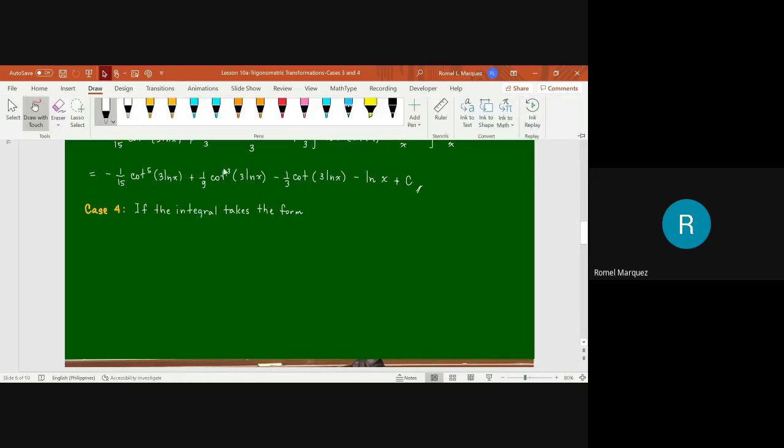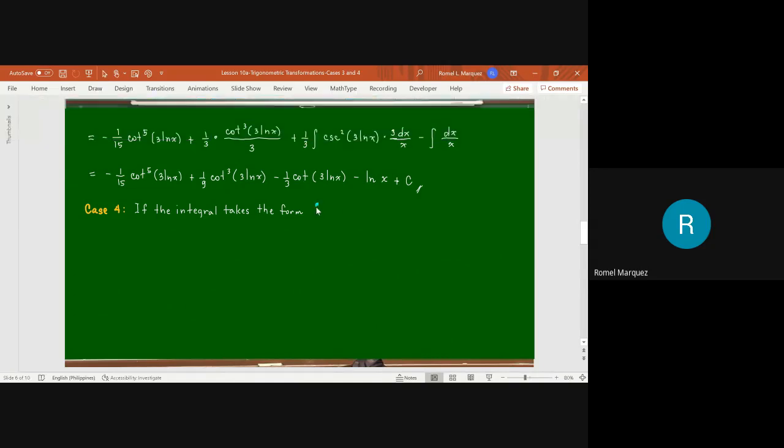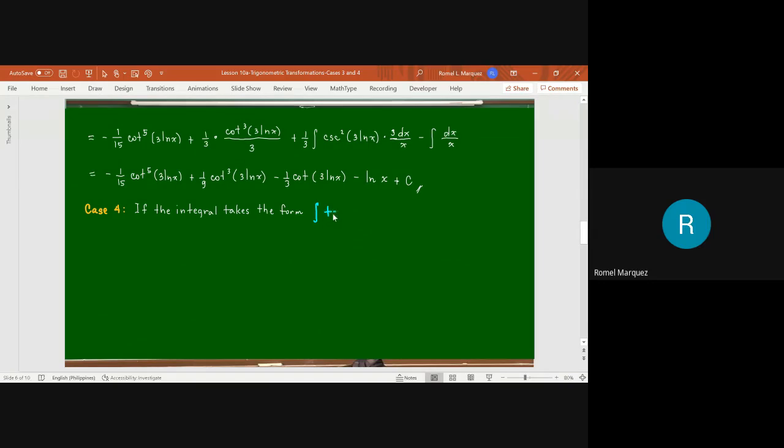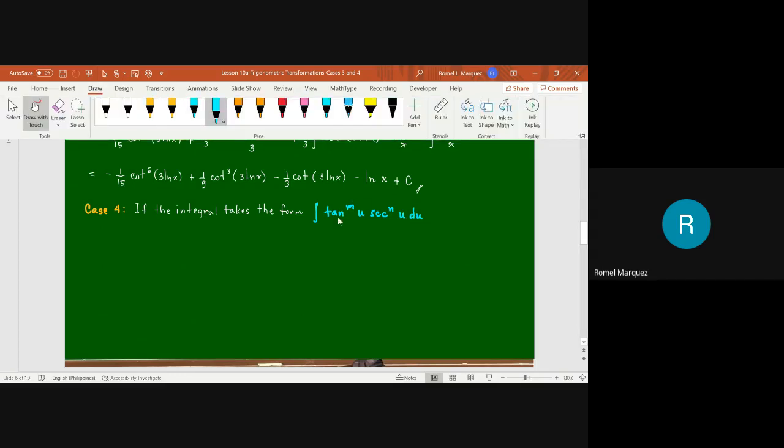actually generalization of case 3. Integral of tangent to the mu secant to the nu du, that combination, powers of tangent and secant, no? Then product of them. Or if the combination cotangent and cosecant. So we have this form.